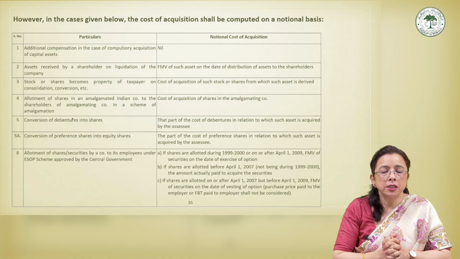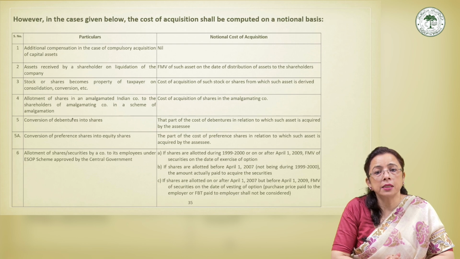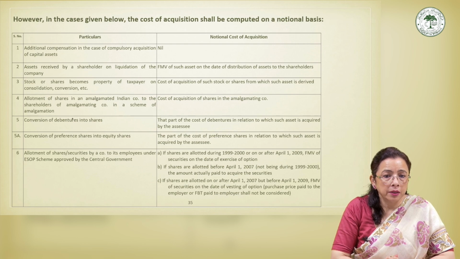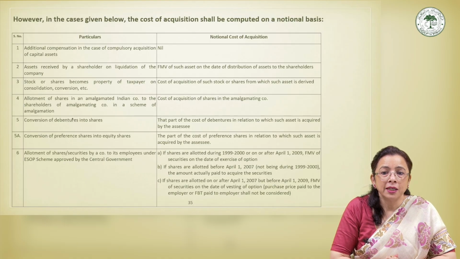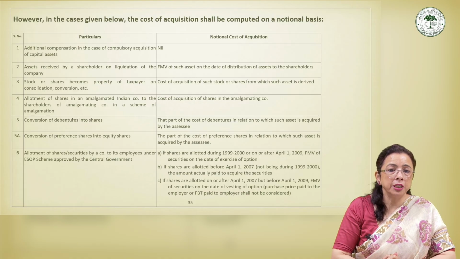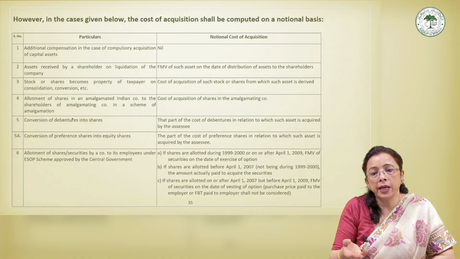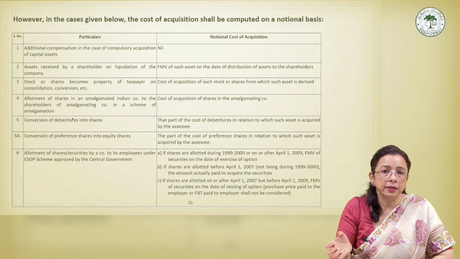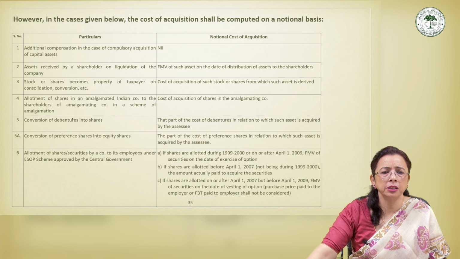Coming to the next, the cost of acquisition of the shares which are received on conversion shall be that proportion of the original cost of debentures which relates to the shares acquired. So the original investment in debentures continues as the cost basis of the shares. For example, debentures purchased for rupees 1 lakh are converted into shares. Then the relevant proportion of rupees 1 lakh becomes the COA of that share. I hope this is clear. It was comparatively a simpler provision.